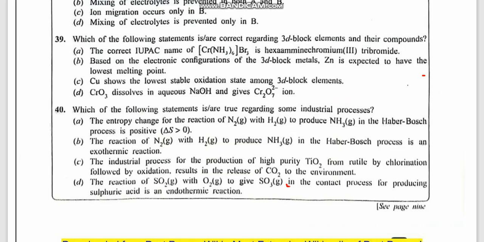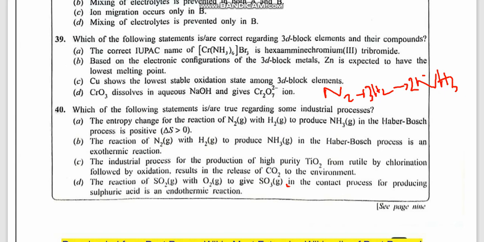Now let's see the 40th one. Which of the following statements are true regarding some industrial processes? The entropy change for the reaction of N2 with H2 to produce ammonia in the Haber-Bosch process is positive. Let's write the reaction first. N2 with H2 is giving ammonia. Now you have to balance it, so make this 2 and this 3.